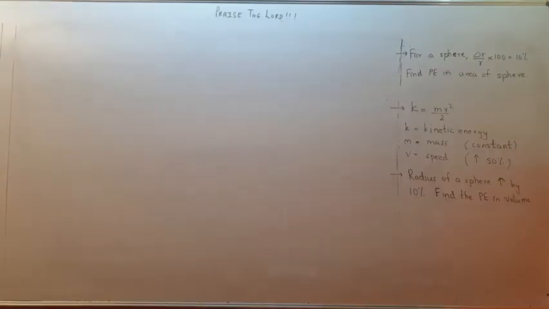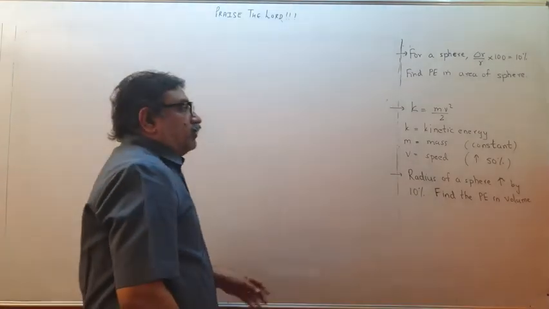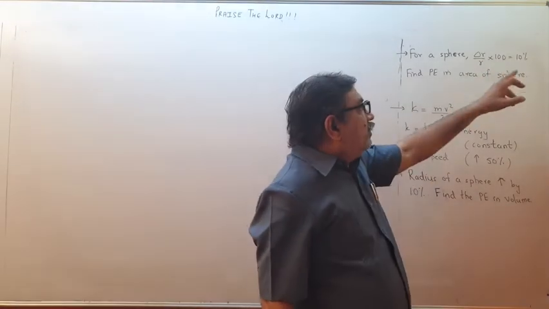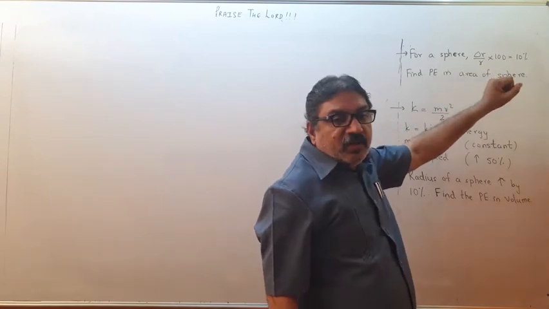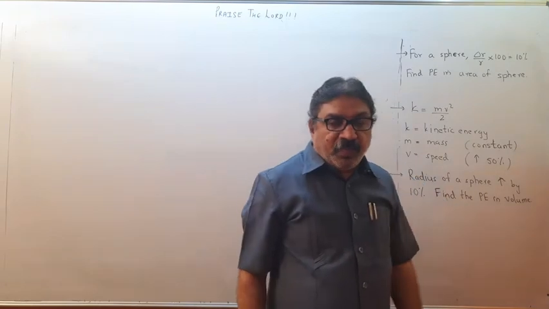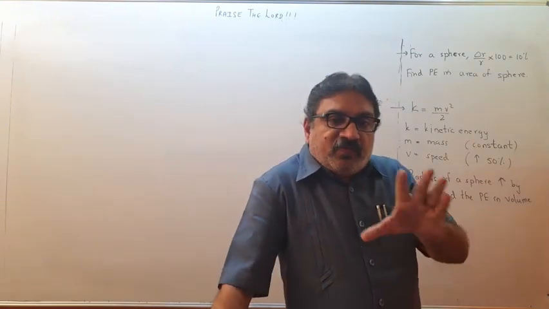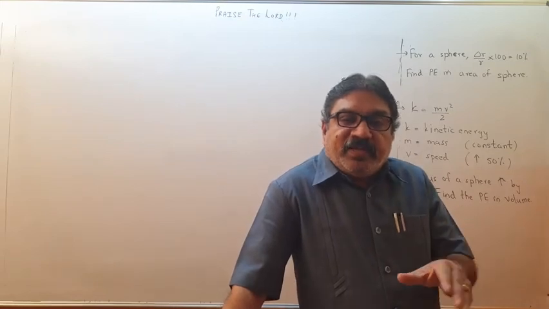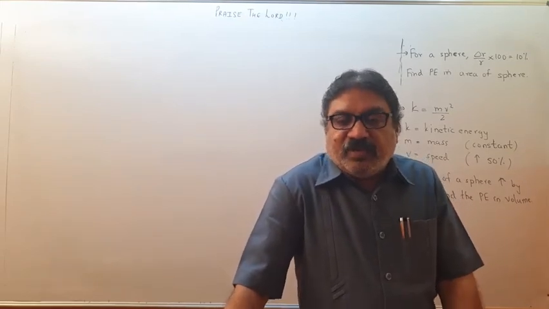So 3 new sums, children. For a sphere, delta R upon R into 100 is 10%. That means this is the percentage error in radius given to us, and we are asked to find the percentage error in the area of the sphere. Children, in the first 5 questions that we did, observe that the percentage error in each of the cases was less than 10%.